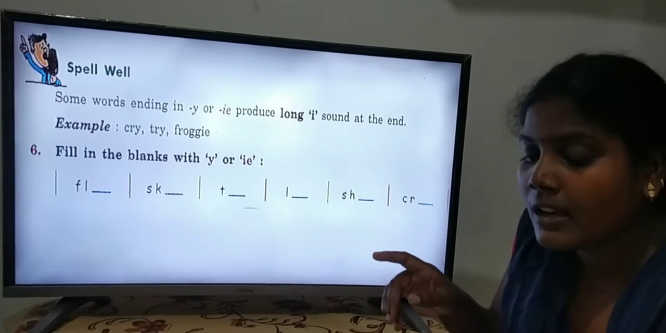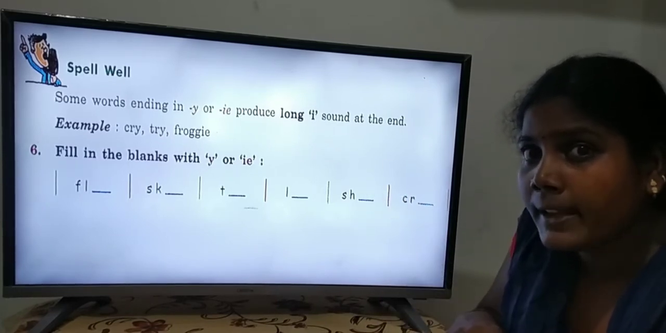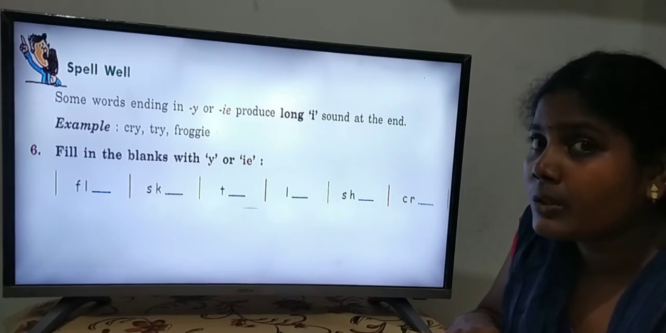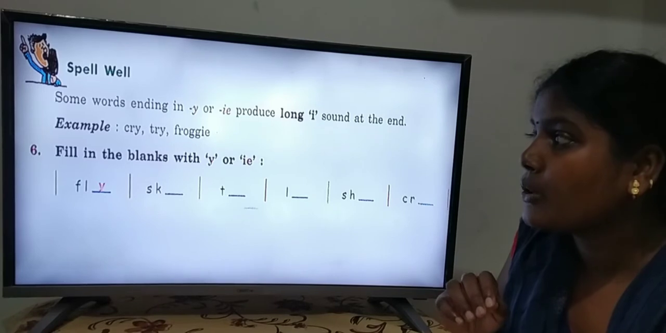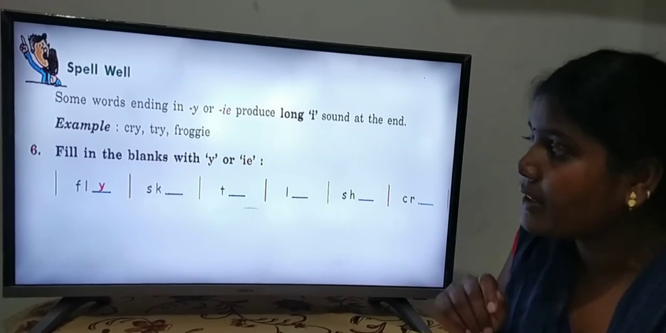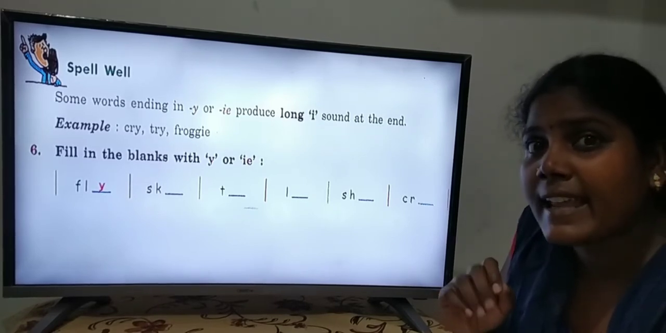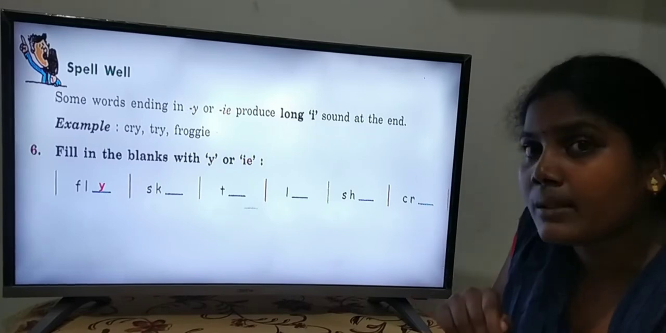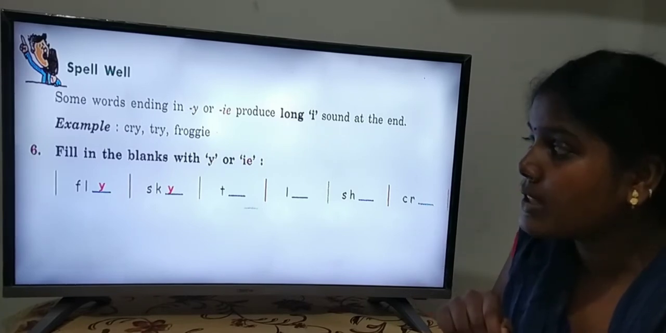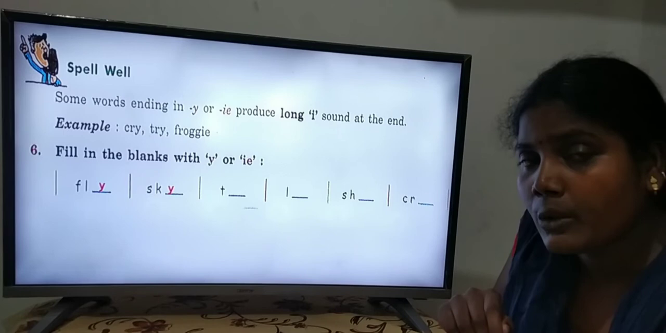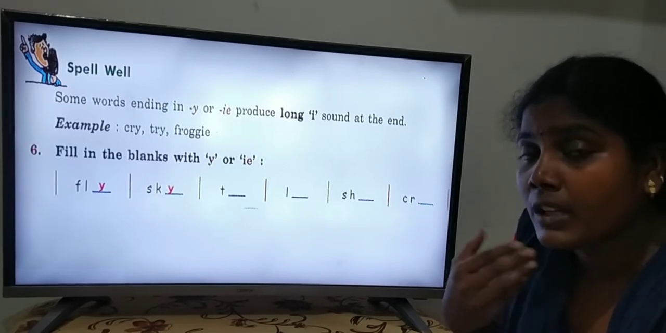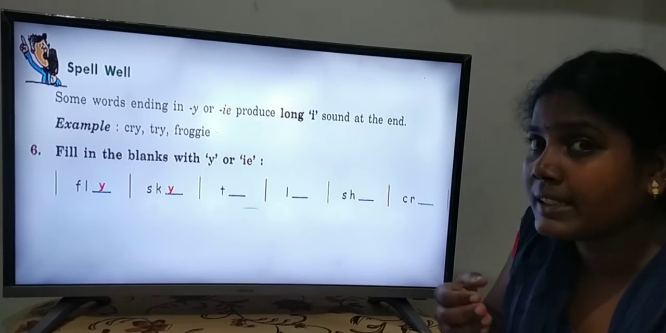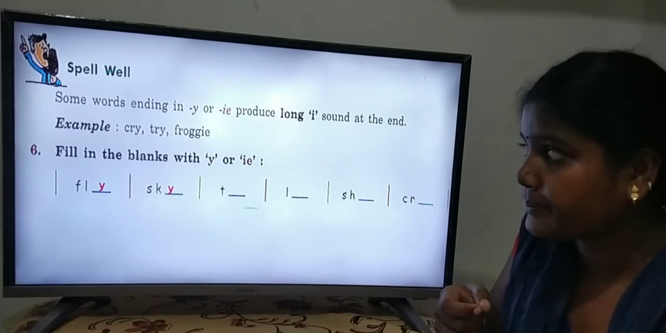So fly is ending with y. That gives a long I sound, fly. The second word is sk and a dash. Which letter will come? The y. So this word is also ending with y, and when we read the word, it gives a long I sound.